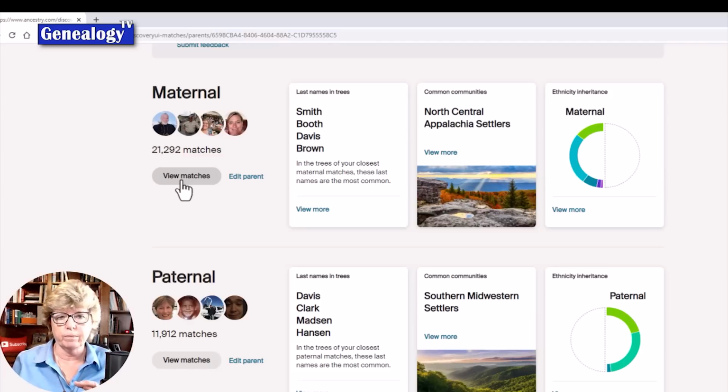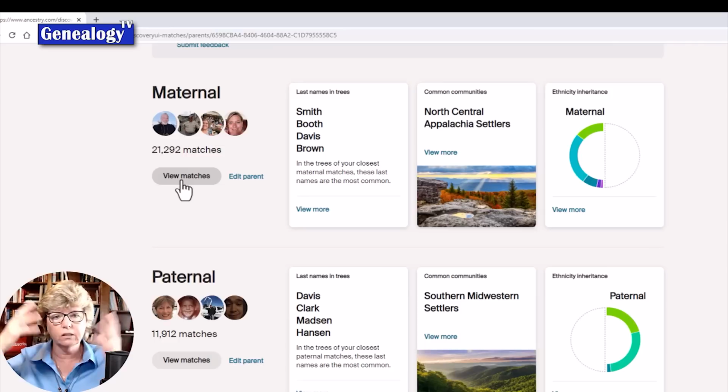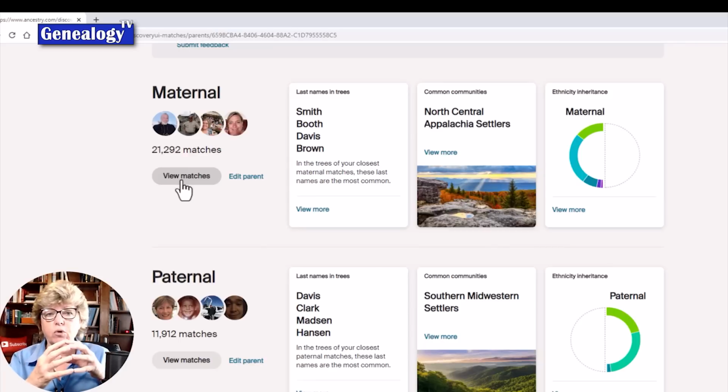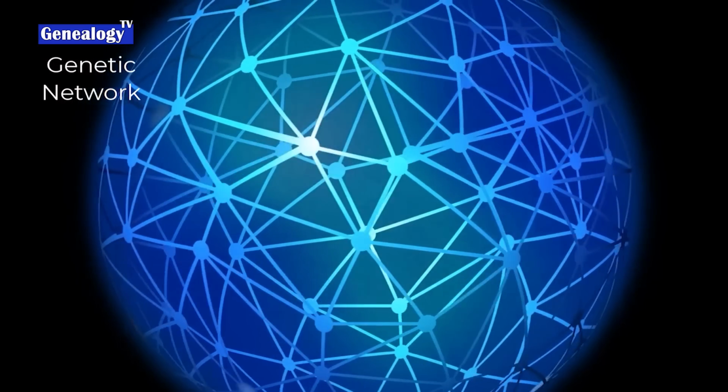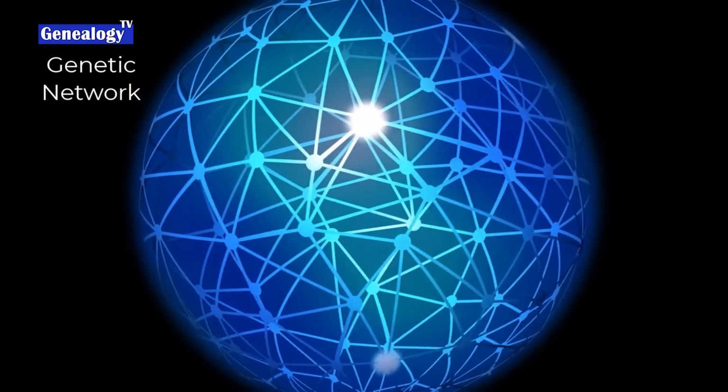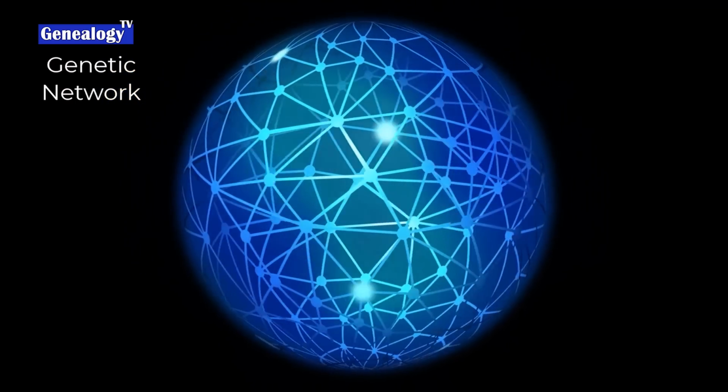So how is this working? Let's think about this for a minute. You have this long, unfiltered, no-nonsense list. You have no idea how this set of cousin matches relates to you. What they're doing is taking all of those people who have a genetic relationship with you and with each other, and grouping them into genetic networks. Think of it as a sphere with a lot of little dots, and each one of those dots is a cousin match, and they all have genetic relationships with each other.